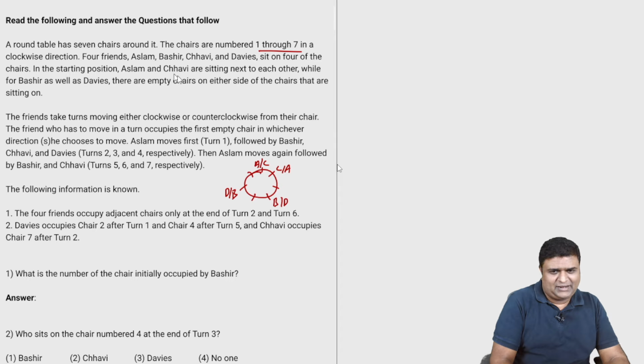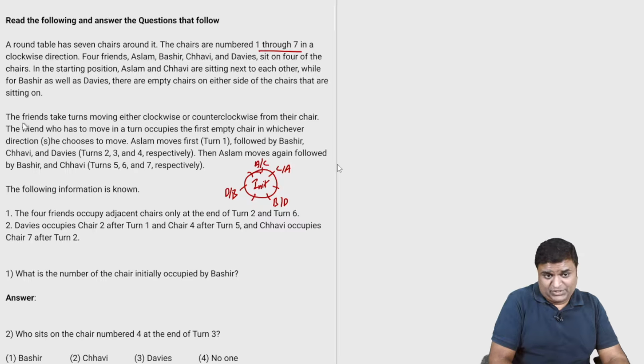So this entire paragraph, just look at it once again. A and C are next to each other. There's a gap, and then B and D are seated in such a way that there are empty chairs on either side in the initial position, right? So this is the initial position over here, and that's all that's given in the first paragraph.